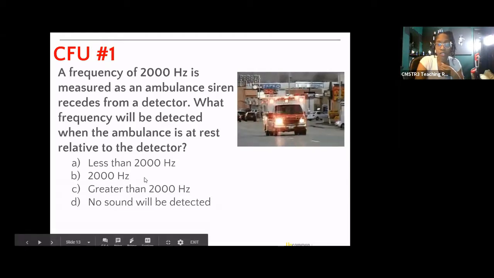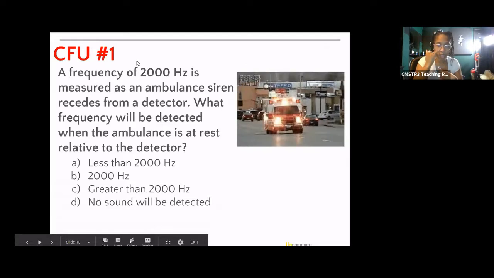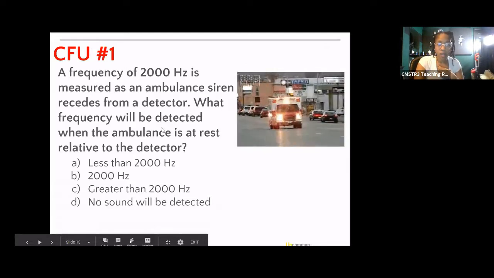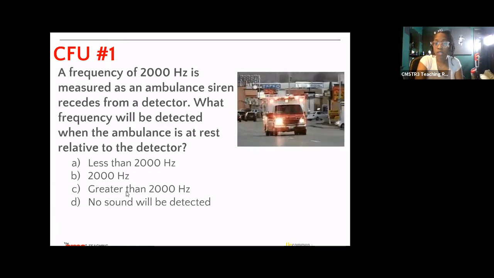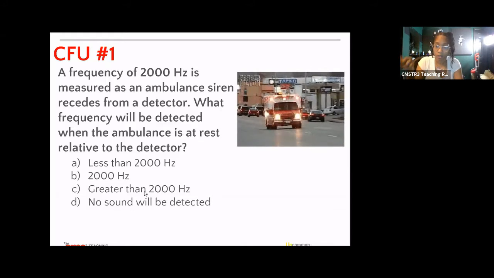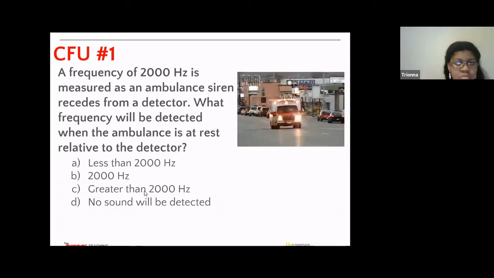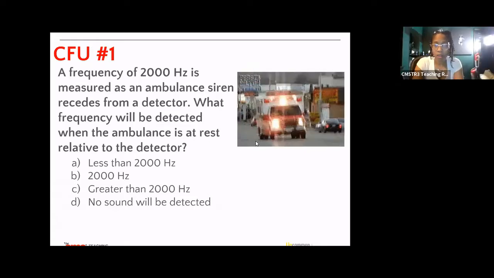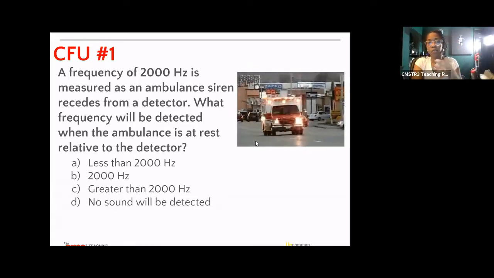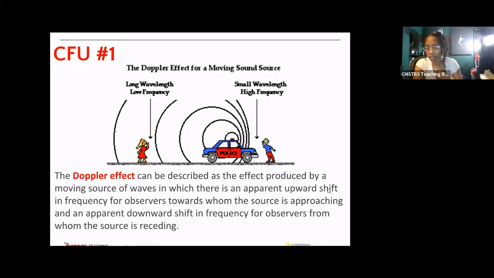So this question is saying the frequency of a siren is 2000 hertz. When the ambulance is right in front of you, the wavelength is going to be short. So you're going to hear it at C, greater than 2000 hertz. Makes sense? Yeah. And so this phenomenon, when you hear the siren go past you, is something called the Doppler effect. They love, love, love to ask strange questions about the Doppler effect.